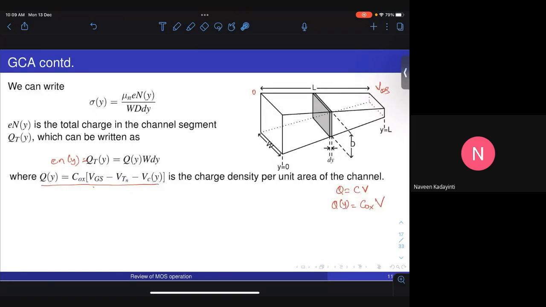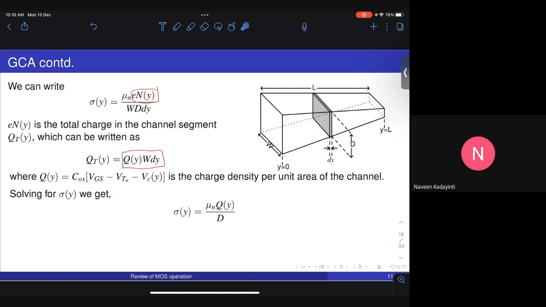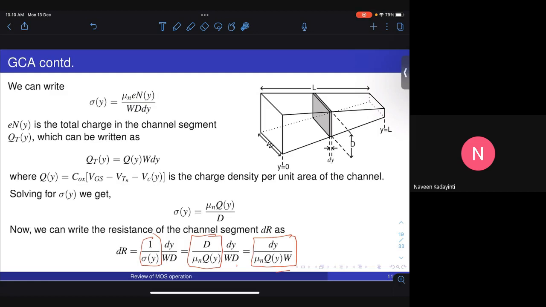That multiplied by the capacitance per unit area of the gate dielectric will give us the expression for the charge density. Now, using all these expressions, we can just solve for sigma y and find an expression for the incremental resistance. That is what we did here. So dR we found as dy divided by mu n q of y into W.